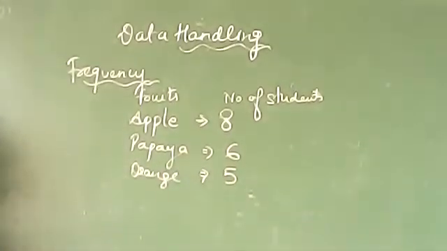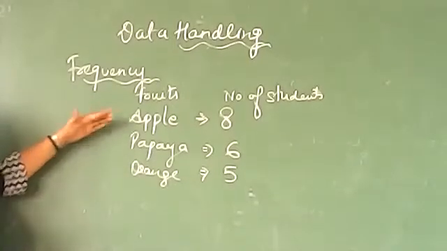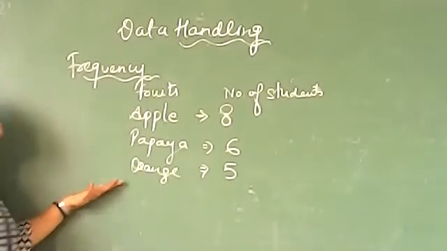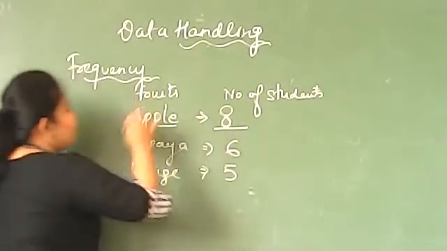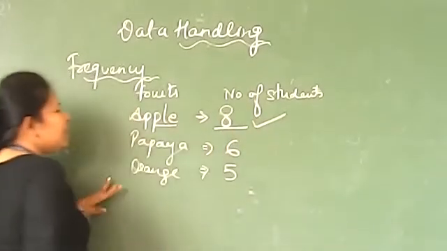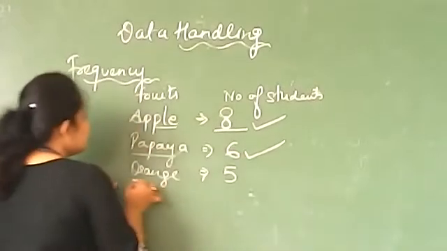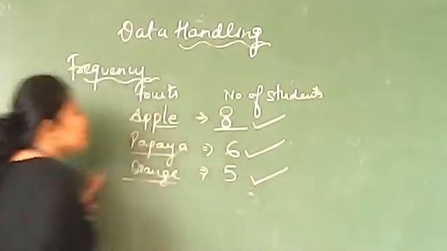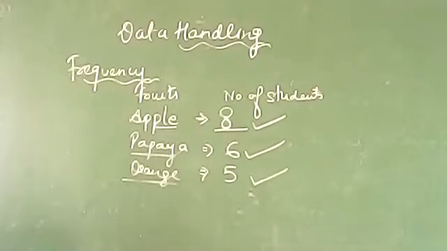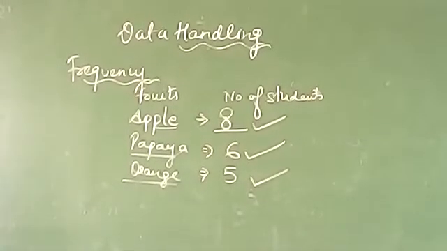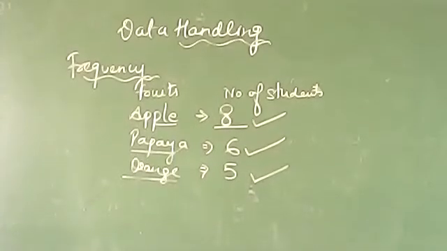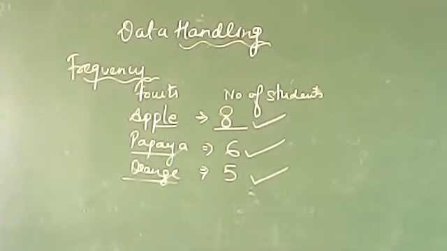So now you can see here there are different fruits: apple, papaya, oranges. Apple is liked by 8 people, so frequency of apple is 8. Frequency of papaya is 6. Frequency of orange is 5. So remember, frequency means when a data is repeating how many times, or a data comes how many times, that is known as frequency of that particular data. For example, apple is coming here 8 times. That means frequency of apple will be 8. Fine. So this is all about frequency.